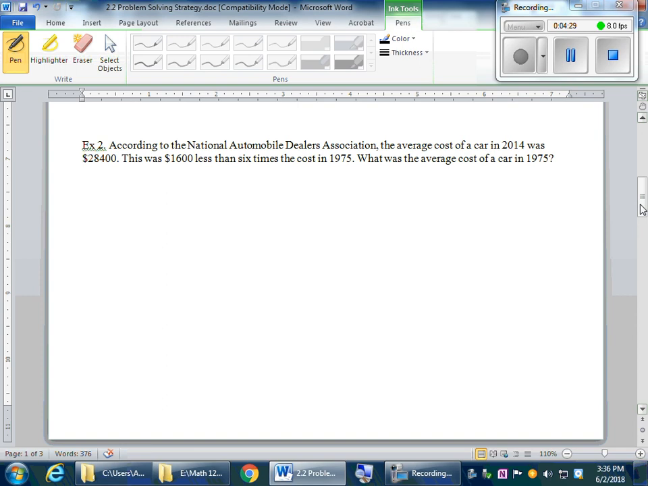So what we don't know in this problem is the average cost of a car in 1975. So my unknown will be this, the average cost of a car in 1975. So we let that become x.